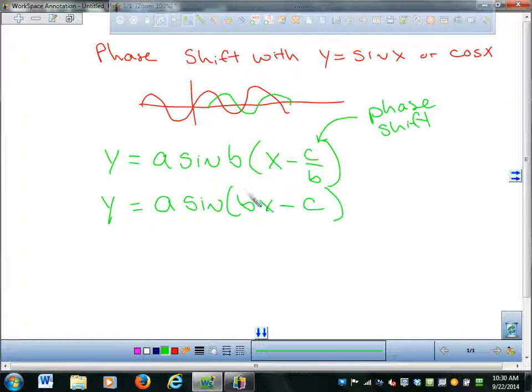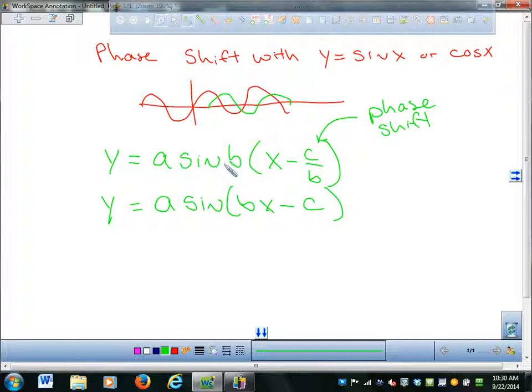So if you want to find the phase shift, you have to take this letter c and divide by this letter b, which is the frequency, and the frequency is how many cycles your function goes through in 2 pi radians, which is a little bit different than the period. The period is how long does it take, or how many radians does it take to complete one cycle. They're kind of like inverses of each other.